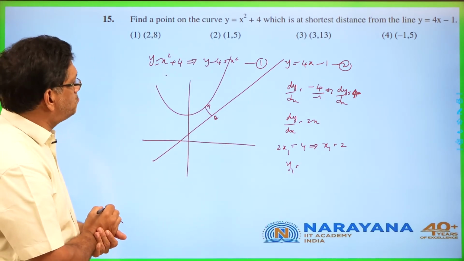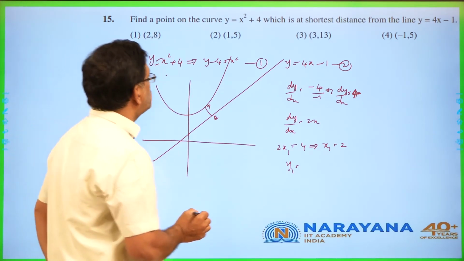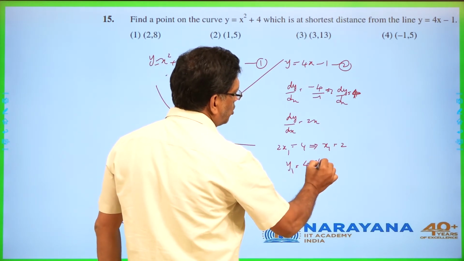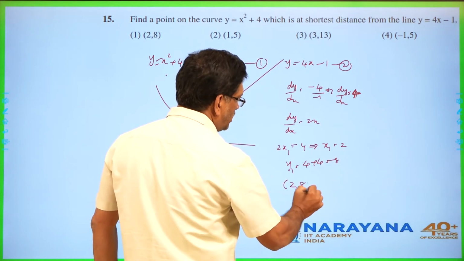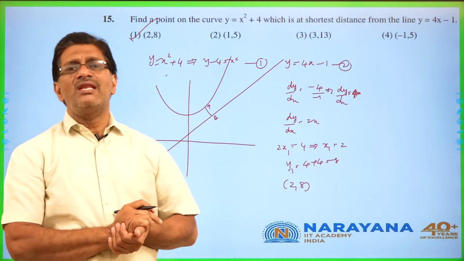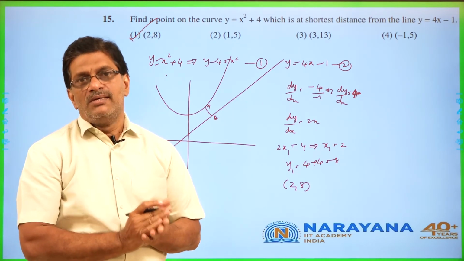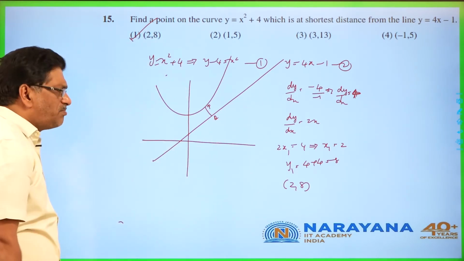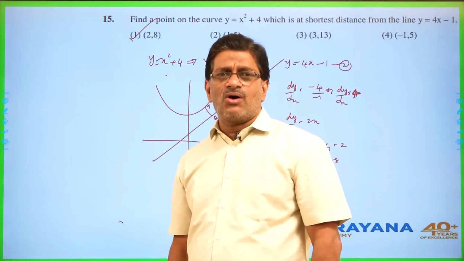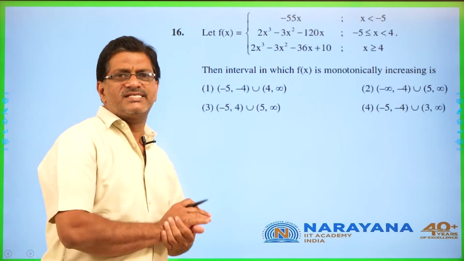When x1 equals 2, you can simply substitute to get the corresponding y1. He is asking for the point on the curve. That's why we substitute on the curve. Corresponding y1 is 4 plus 4, 8. It is the point (2, 8) where the shortest distance will occur. Shortest distance will occur along the common normal. Right? That is the reason we are taking it like this. Simple problem is given. Okay. So this is question number 15. Now we will move on to question number 16.